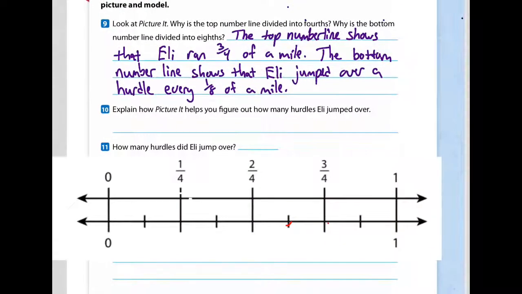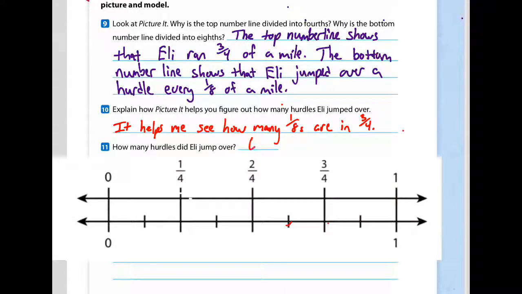But for me, the picture it shows me, especially the number line, it helps me see wherever Eli jumped over a hurdle. Because just like I just circled those little marks. So the picture it helps me see how many, instead of saying how many hurdles, I'm going to say how many 1/8 are in 3/4. Now, how many hurdles did Eli jump over?